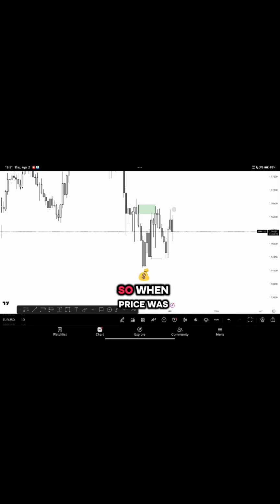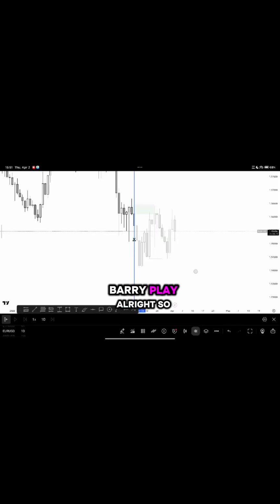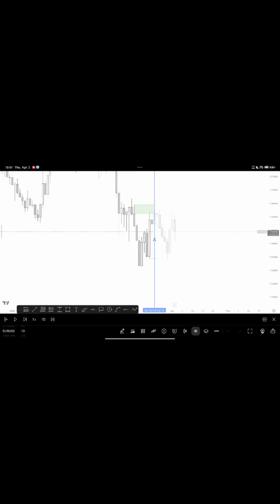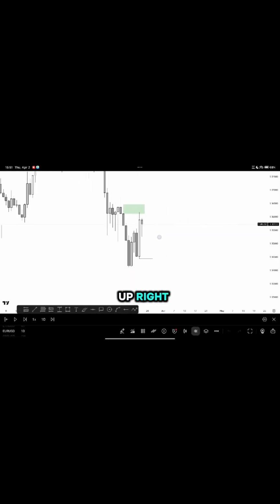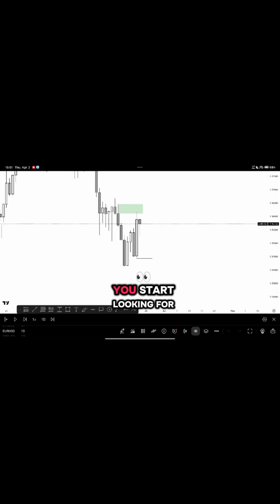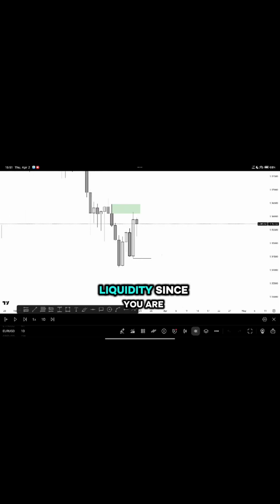Alright, so when price was here, let's use our replay. When price got here, you had our first tap. So immediately you get your first tap, you start looking for liquidity. Since you are on the daily time frame, when price taps into your zone and the wick is this long, you can see how long the wick is. Sorry, the candle.